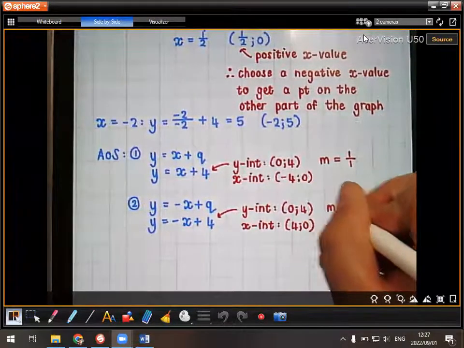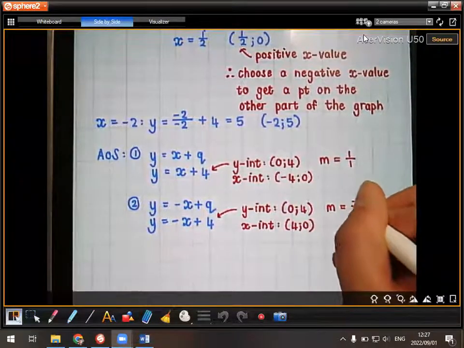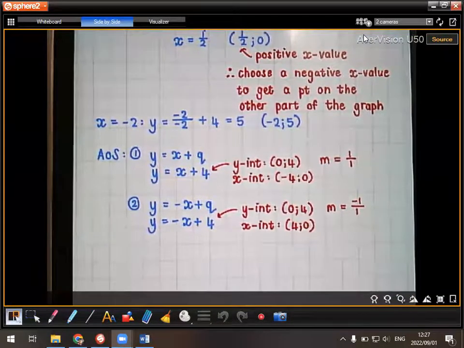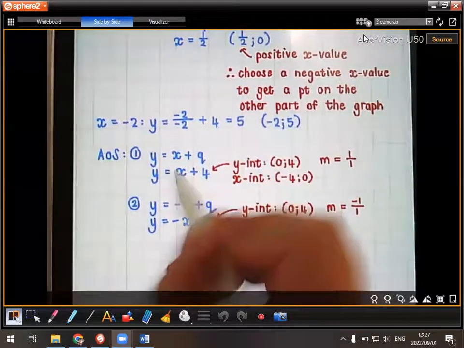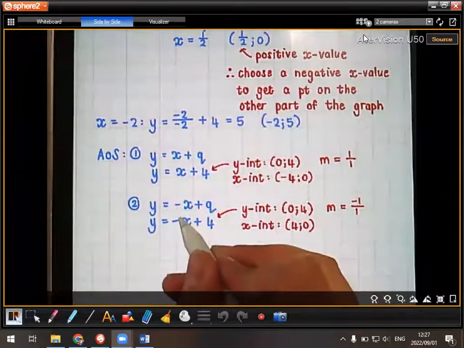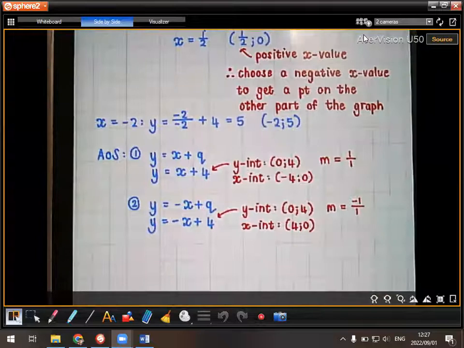And for this one, the gradient is negative 1 over 1. So we're going to go 1 down and 1 to the right. Remember, you must take your gradient and write it as a fraction. So 1 is the same as 1 over 1. I just always write it. Negative 1 is the gradient. We're just going to count according to that.